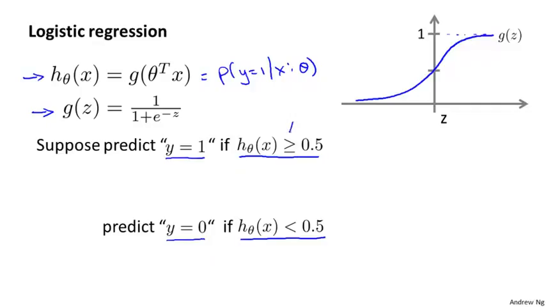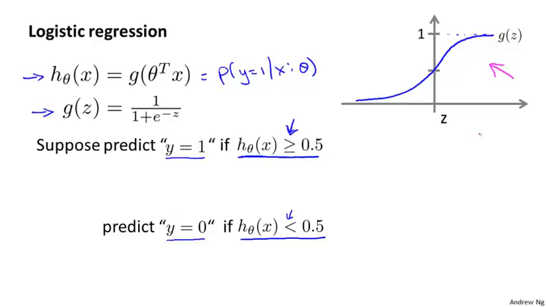And I chose a greater than or equal to here and a less than here. If h of x is equal to 0.5 exactly, then we could predict positive or negative, but I put a greater than or equal to here, so we default maybe to predicting positive if h of x is 0.5, but that's a detail that really doesn't matter that much. What I want to do is understand better when is it exactly that h of x will be greater than or equal to 0.5 so that we'll end up predicting y is equal to 1.